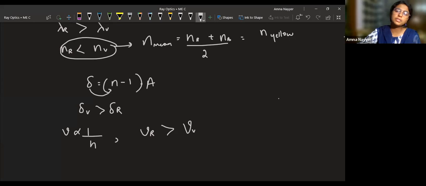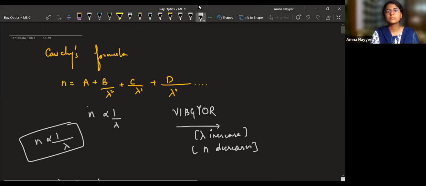Dispersion is there, dispersive medium is there, that we do. Dispersion is an important topic, and again from dispersion also you have application-based questions.